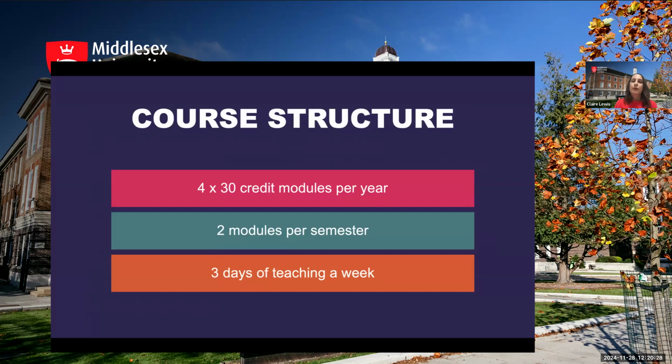So all our courses are based on the same structure, which is a really good way of working actually. Every undergraduate course works on 4 30-credit modules a year. So they do 2 modules a semester, 2 in semester 1, which they're just about to finish in the next couple of weeks. And then they'll come back in January for semester 2, and they'll do another 2 modules there.